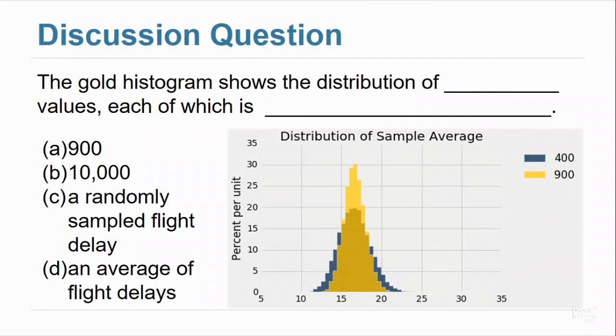Let's look at some discussion questions about this material. Here's one. The gold histogram shows the distribution of so many values, each of which is something. Answer this question, pause the video if you need time to think, and then we'll start the video again with the answer.